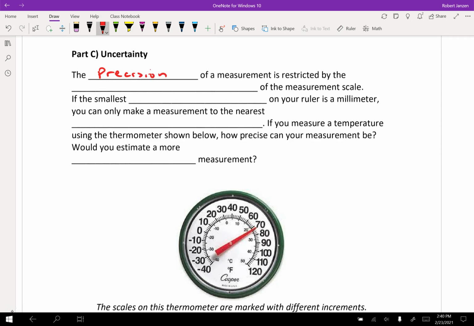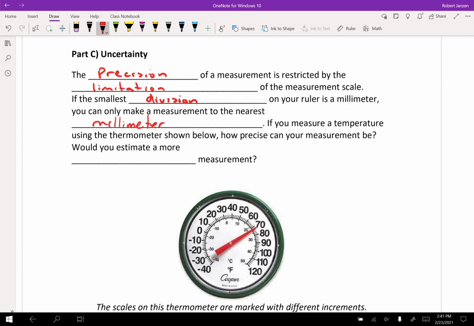The precision of a measurement is restricted by the limitation of the measurement scale. Okay? We talked about that in the lesson on precision. Depending on how finely marked something is will depend on how precise we can be. If the smallest division or marking on your ruler is a millimeter, you can only make a measurement to the nearest millimeter.